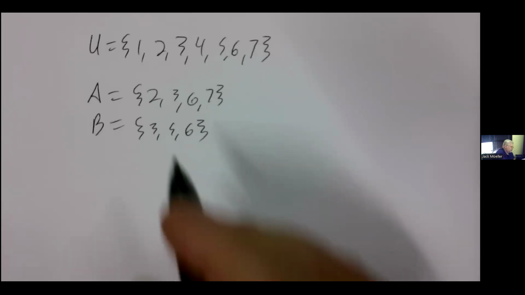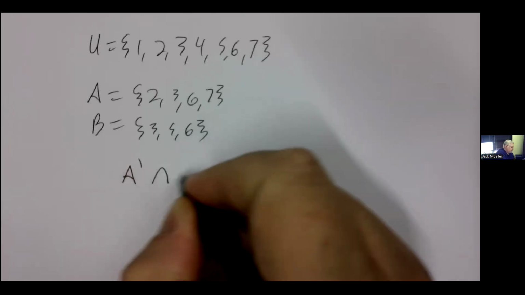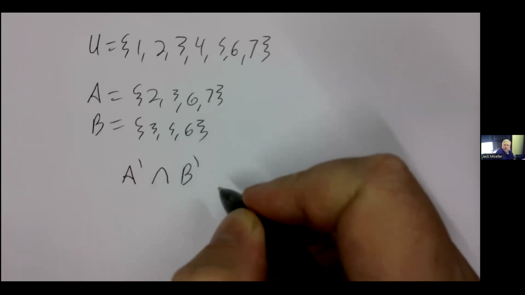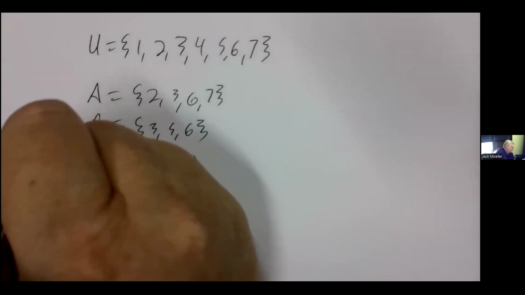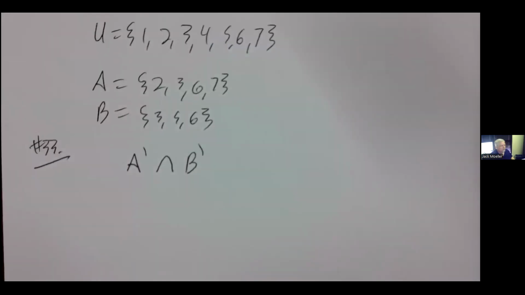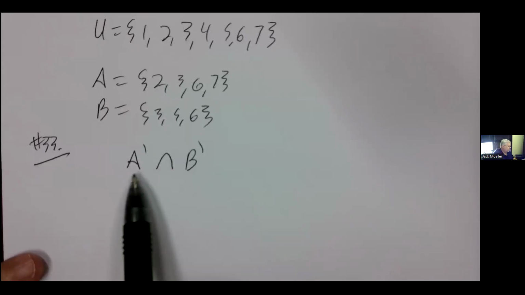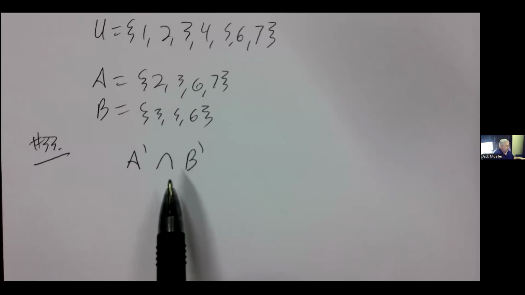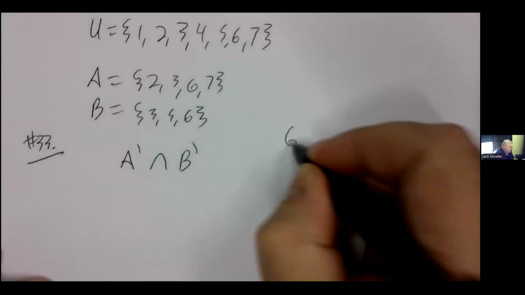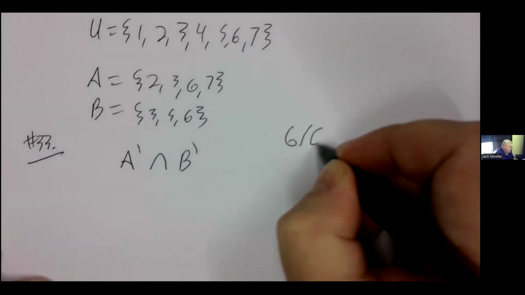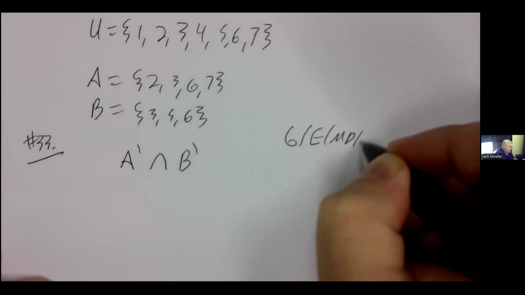Okay, so this is A complement intersection B complement. This is number 33. When you have multiple operations to do, which one do you do first? Well, when in doubt, go by order of operations. So you have grouping symbols, exponents, multiply and divide, add and subtract.